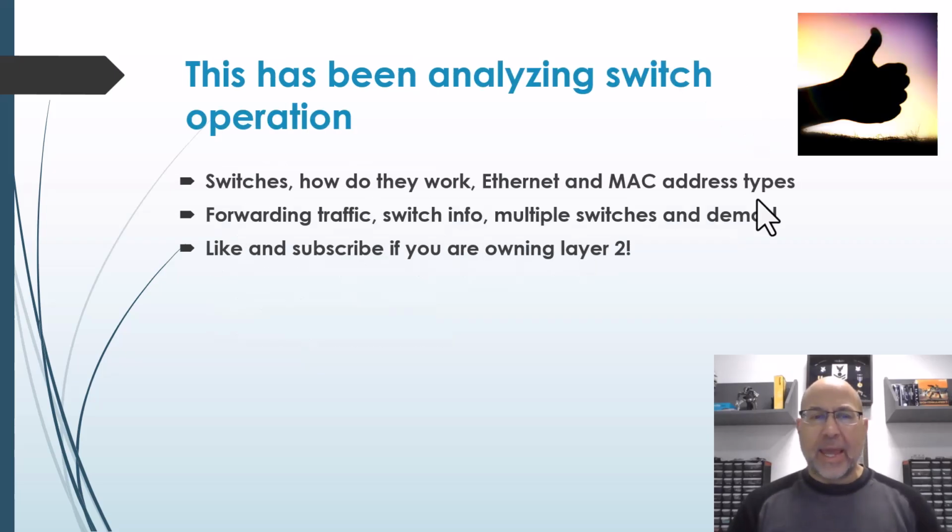So this has been analyzing switch operation. You know, switches, how they work, the Ethernet flavors and the MAC address types. We looked at forwarding traffic, right? All of those different kinds of MAC address, what happens, how it works. We threw in address resolution protocol just because it's there. We looked at some ways to get information from a switch. And then, of course, what happens when you connect multiple switches together in a loop or without a loop. And then we did some demos.